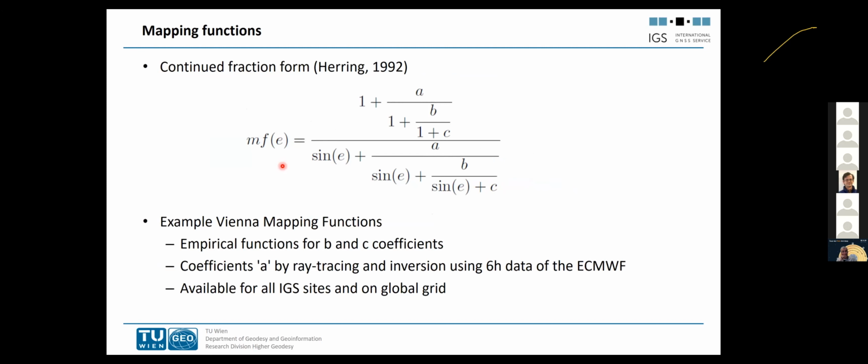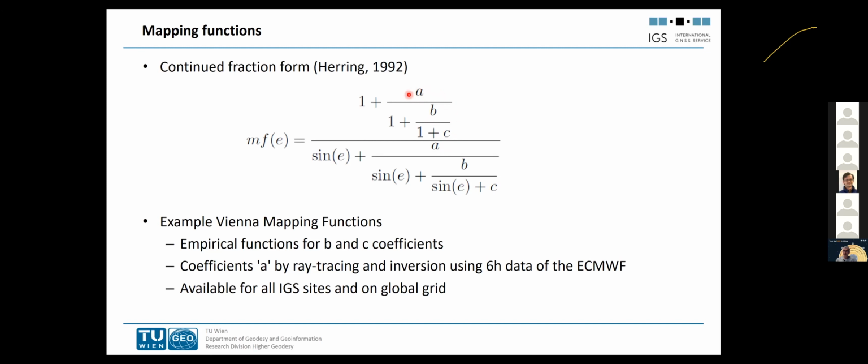But actually, what do those mapping functions look like? We typically use the continued fraction form, which was introduced like this by Tom Herring. Essentially, we have three coefficients, A, B, and C. When we take a look at the Vienna mapping functions, we use empirical coefficients B and C, meaning that those coefficients are calculated from latitude, longitude, and day of year. And just the coefficient A is determined from ray tracing through numerical weather models.